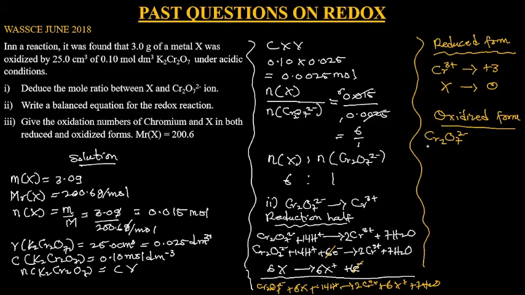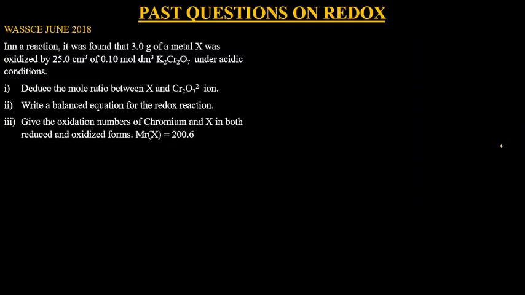072 minus. So if you work out the oxidation state of chromium from here, you'll find out that it is plus 6. Okay, it is plus 6. Now for X, it has been oxidized to plus 1. So this is how you write the oxidation state of species. You write the charge and then you bring the number. Okay, all right. Now let's look at our last question.